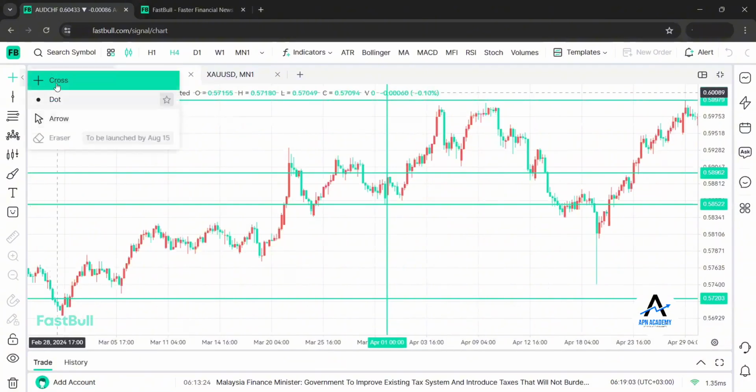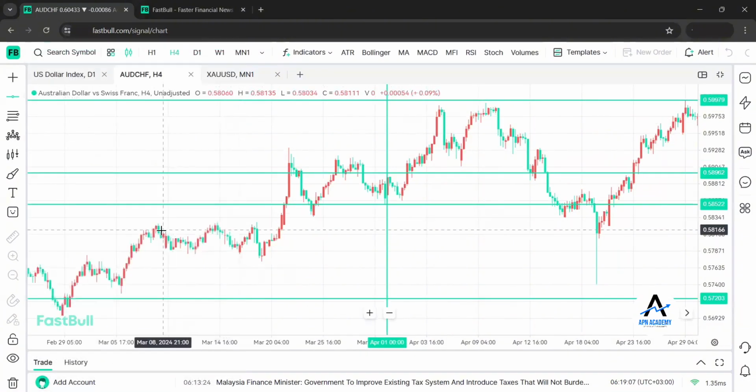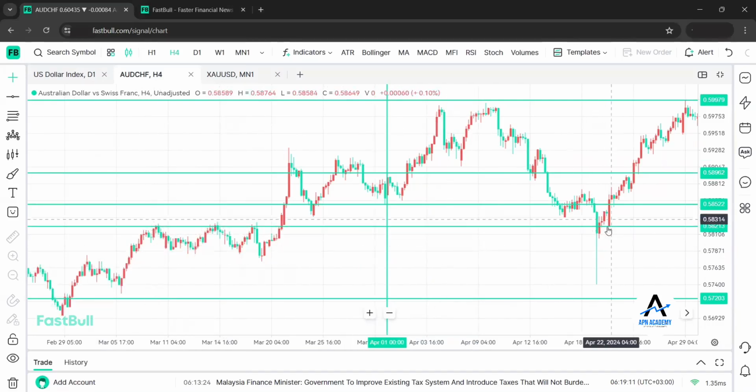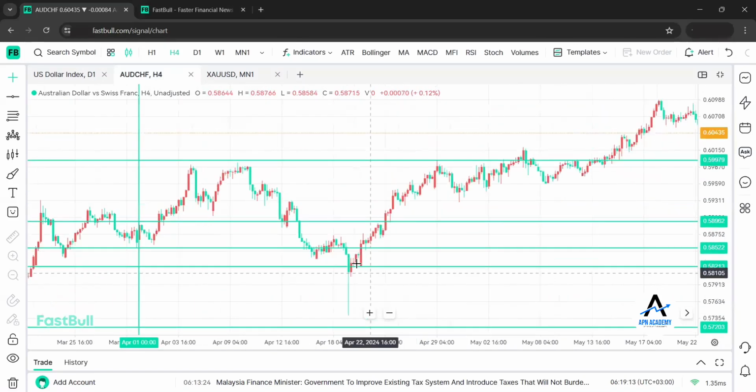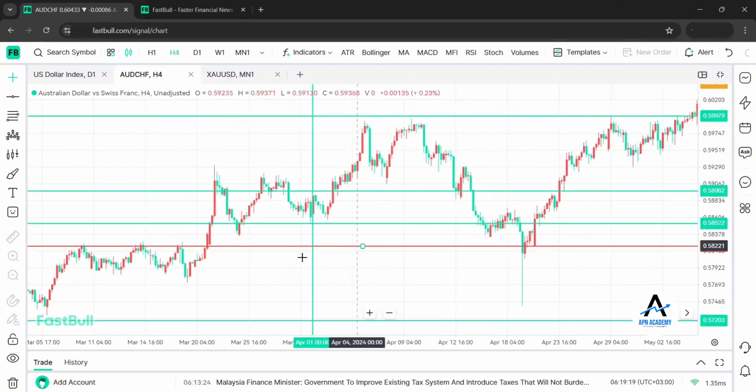But remember, we left a level that was not tested, right? So which level did we leave that was not tested? It was around this high here, right? You can clearly see the price came back and we did test. Now, let me just change the color. Since this is our area of interest, why is it our area of interest?